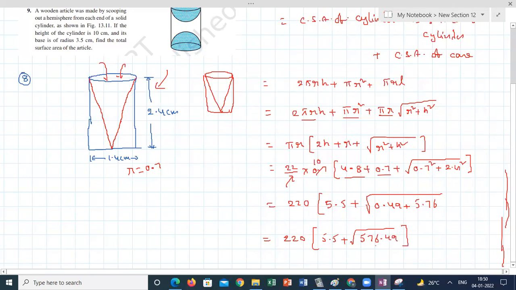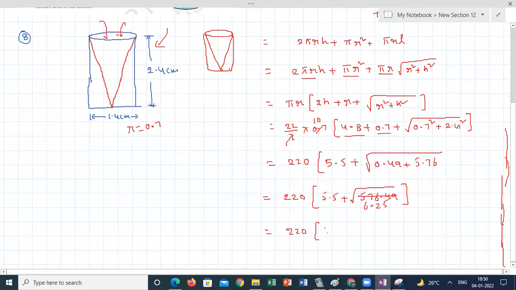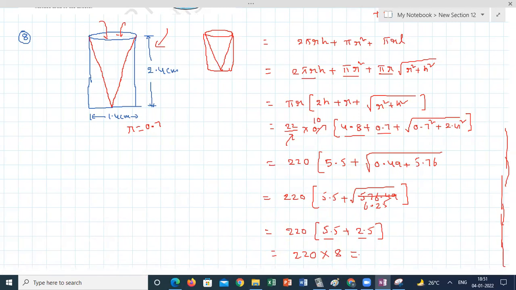Sorry, guys. This whole thing is 6.25. If I am taking 6.25, 220 into 5.5 plus this, and 6.25 under the root is 2.5. So the answer is 220 into 5.5 plus 2.5, that is 8. What is the final answer you are getting? That is 220 into 8. Do your own calculation and compare with my answer, whether you are getting the same or not. If you feel this is comfortable for you, you can follow these kinds of calculations also.